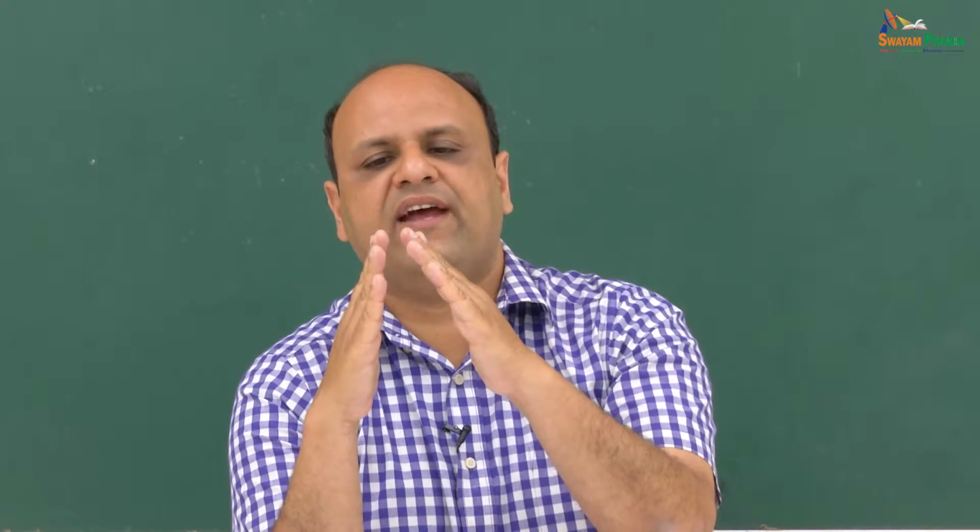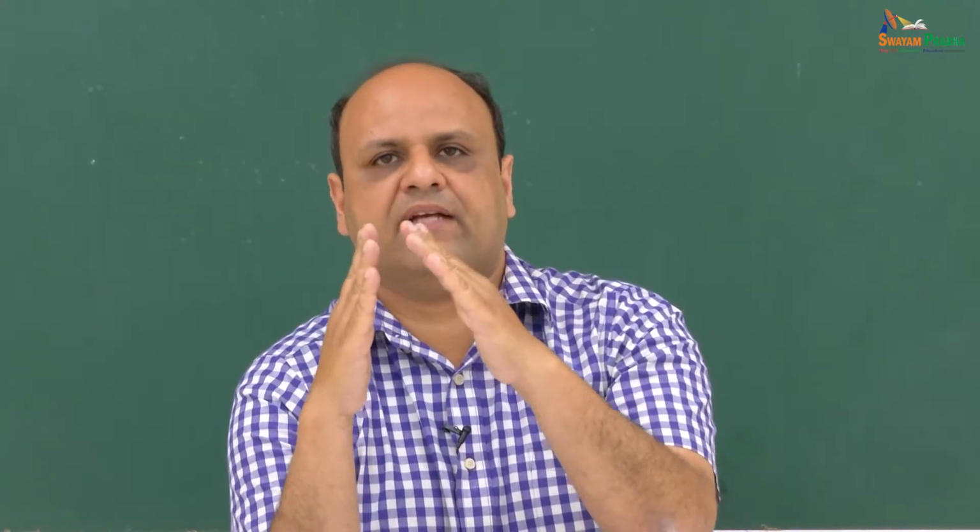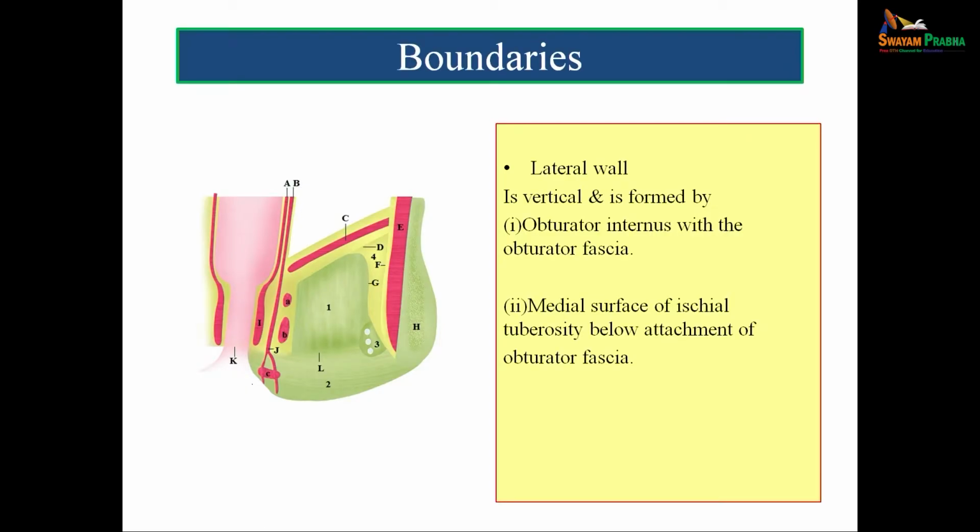Where the lateral and medial boundaries meet, that is the apex of the ischioanal fossa. Now the lateral wall is vertical and it is formed by two structures. One structure is the obturator internus, which is marked by E in the figure. It has a fascia in association with it. So the lateral wall is formed by obturator internus and obturator fascia.